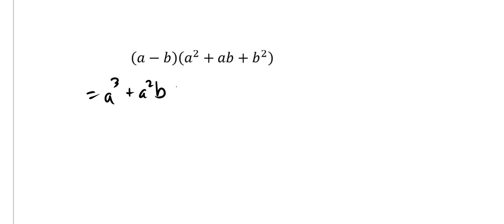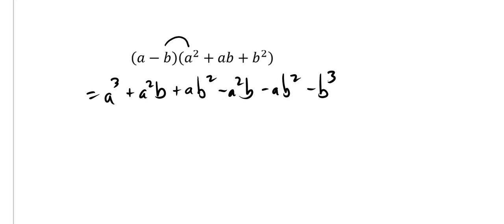A times b squared is plus ab squared. And then I get negative a squared b. I'm multiplying these ones now, right? And I get negative ab squared minus b cubed. So I notice that a squared b and a squared b, and ab squared and ab squared, have opposite signs.